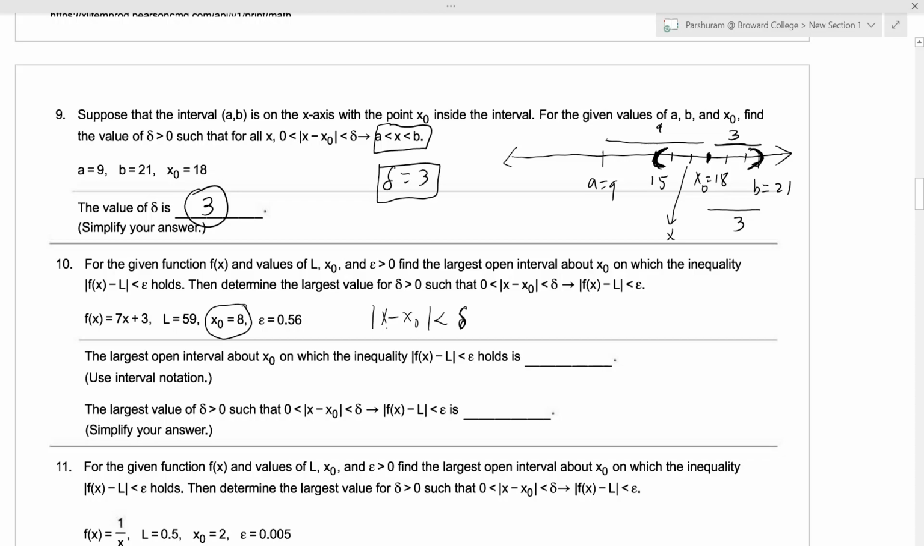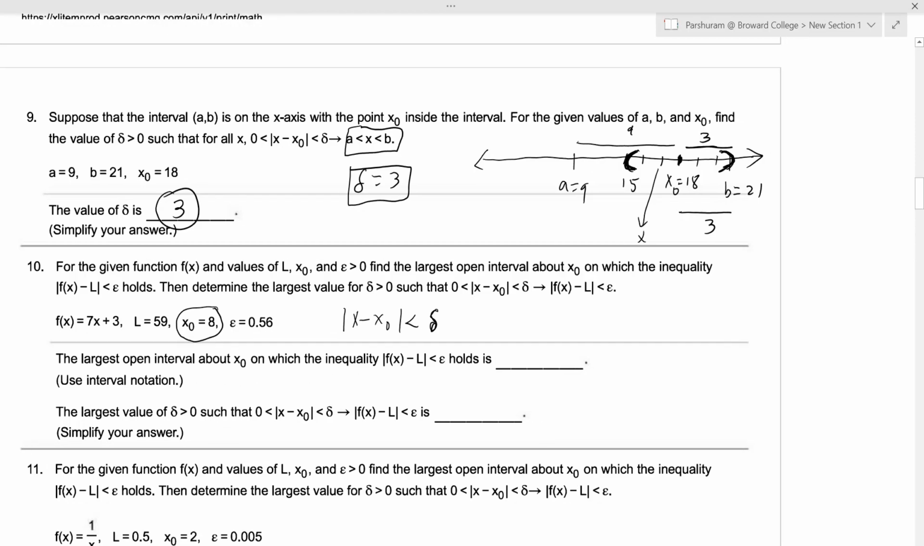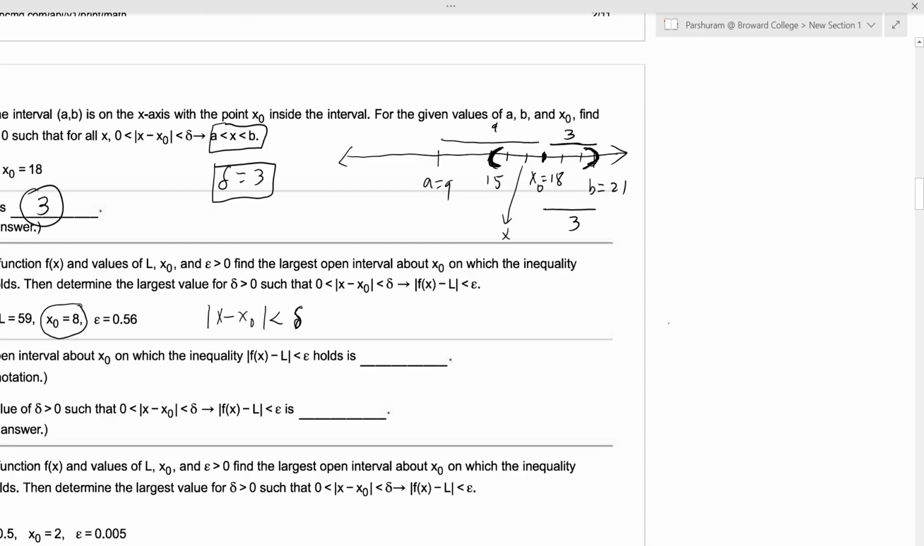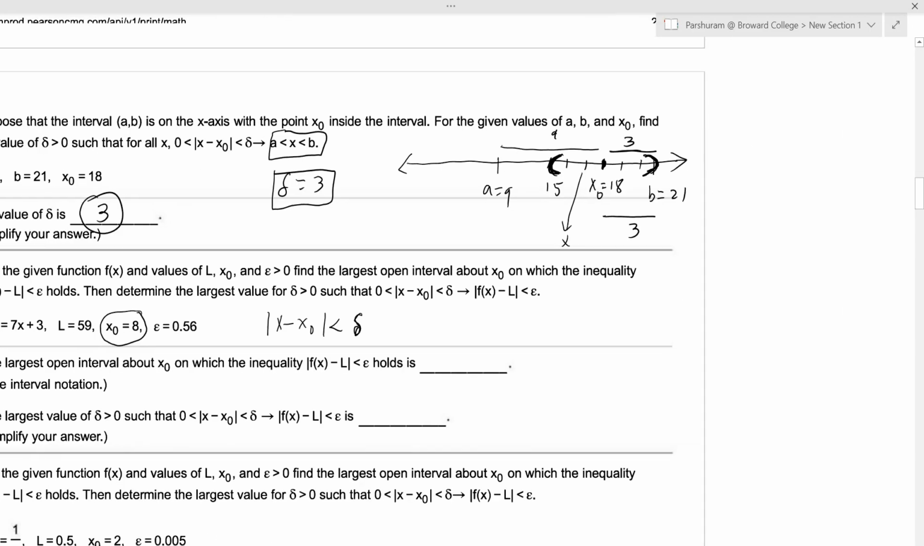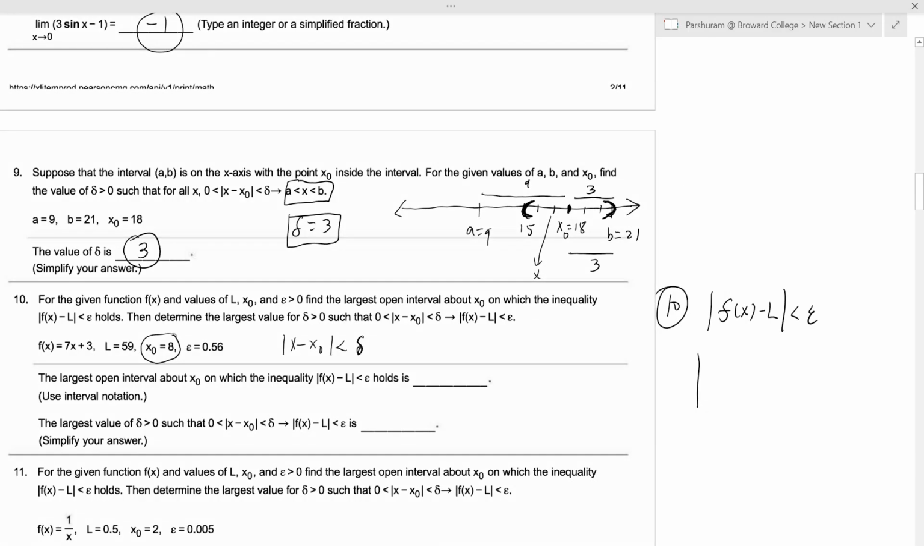Our goal is to use this expression and change that into x minus 8 should be less than some value, and that would help us find the interval. So I'm going to use this expression. This is problem 10. f of x minus L is less than epsilon. Plug in the value of f of x, which is 7x plus 3.